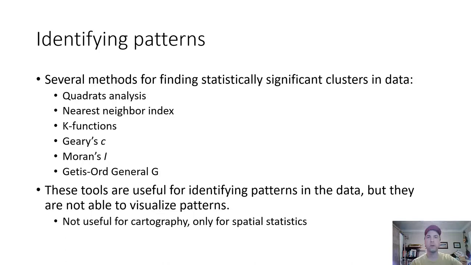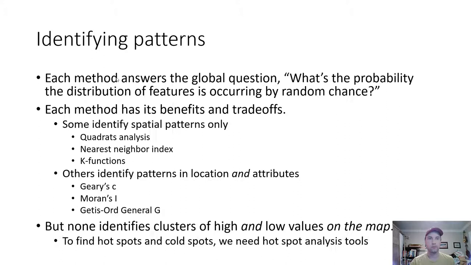So if you think back to last week and the week before, we were able to look at a bell curve, and you were able to use that to basically determine, based off of the z-score, is the data statistically significantly clustered or dispersed, or is it random? But we weren't actually making any spatial data. We didn't actually make a shapefile or a feature class that was able to visually illustrate clustering or dispersion. So we will be doing that this week. So the final point there was those tools are not useful for cartography, only for spatial statistics.